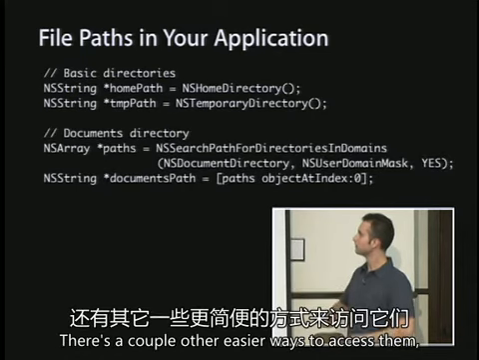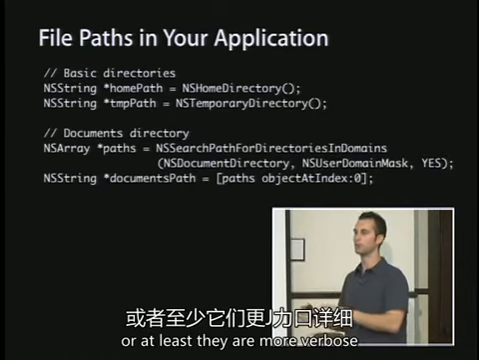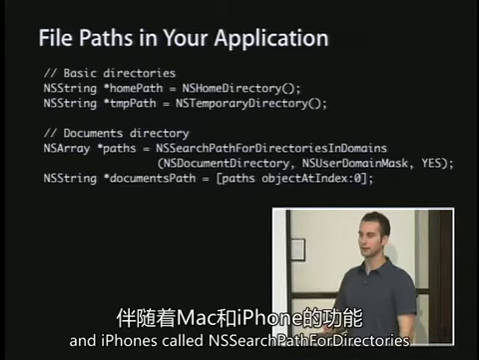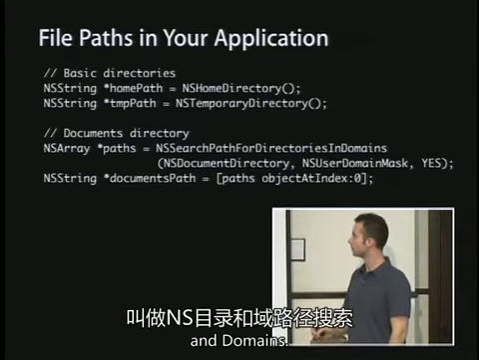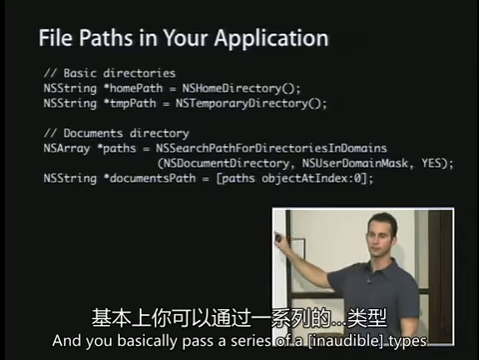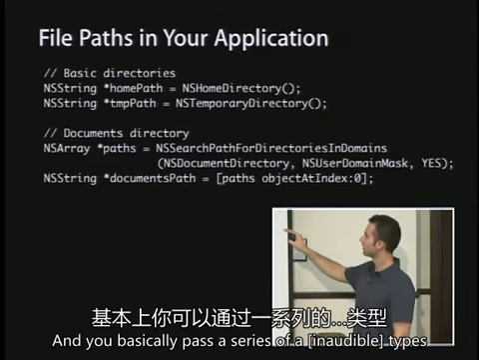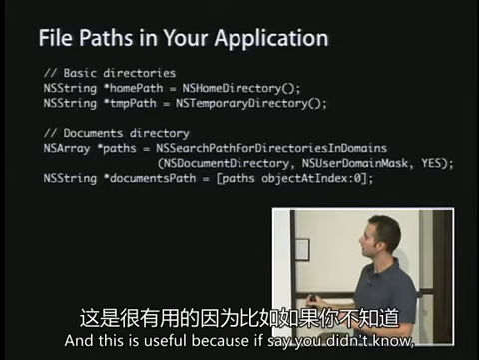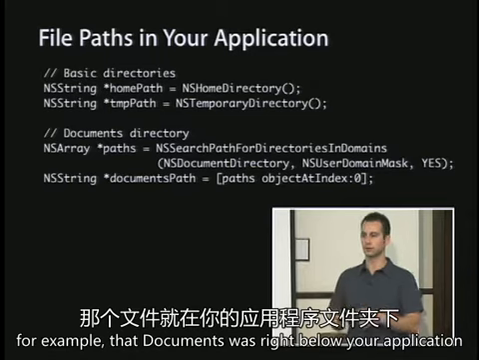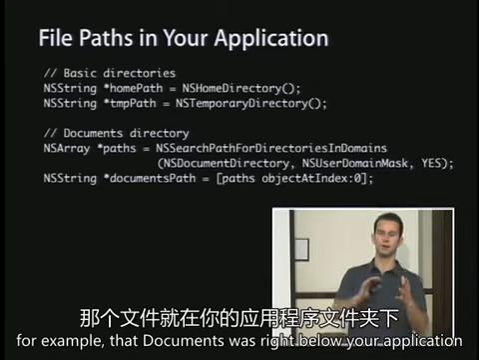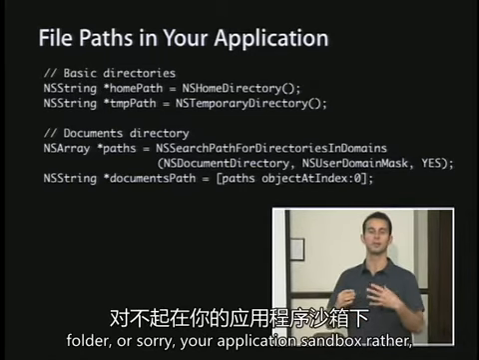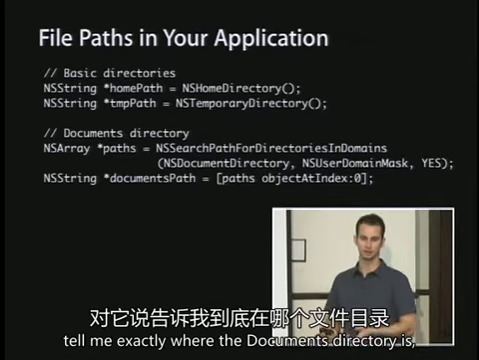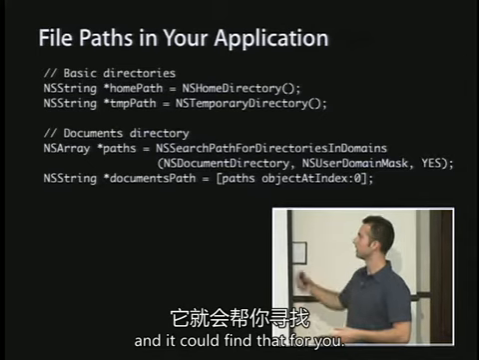There's a couple of other ways to access them, which are more verbose, but a little more robust. There's a function that comes with Macs and iPhones called NSSearchPathForDirectoriesInDomains. You basically pass this a series of enum types, and it gives you back an array of directories. This is useful because if, say, you didn't know that Documents was right below your application sandbox path, your home directory, you could ask this function to tell you exactly where the documents directory is, and it could find that for you.